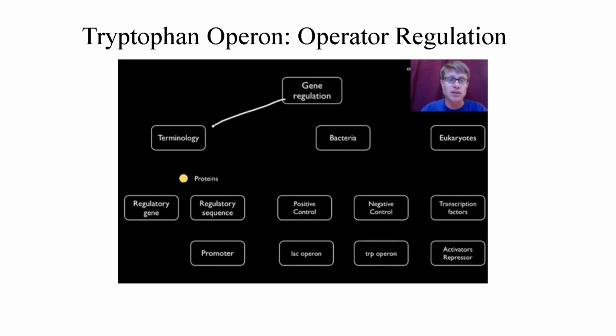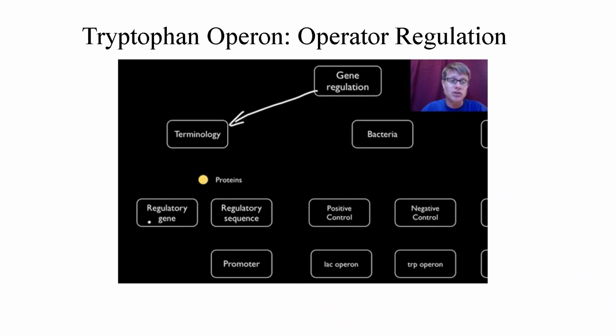Before I do that, I want to get some terminology that I'm going to use a lot out of the way. And so a regulatory gene is going to be a gene on the DNA that regulates another gene somewhere farther down. A regulatory sequence will usually be found just above the gene. And so what do I mean by that?